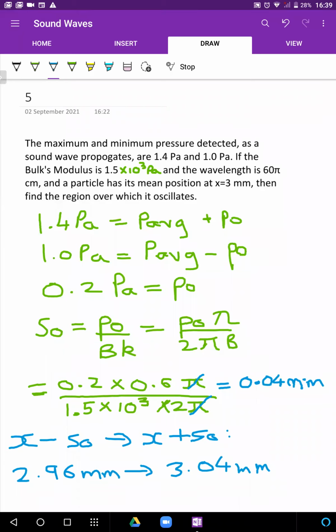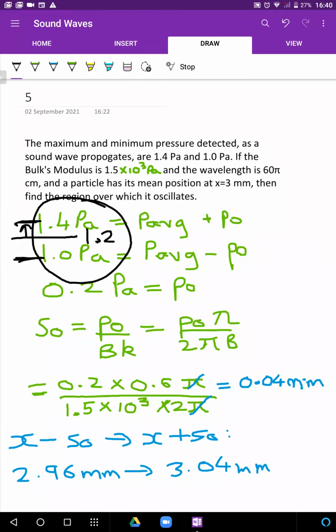And P average, I mean, here if I tell you that the pressure of a particle is going from 1.0 to 1.4, so this is the max value, this is the minimum value. Where do you think the average pressure lies? It should have an average pressure, right? So that average pressure has to be between 1.4 and 1.0, exactly 1.2, right? And from 1.2 pascal, going from the mean position to 1.4, what amplitude will come? It will be 0.2.